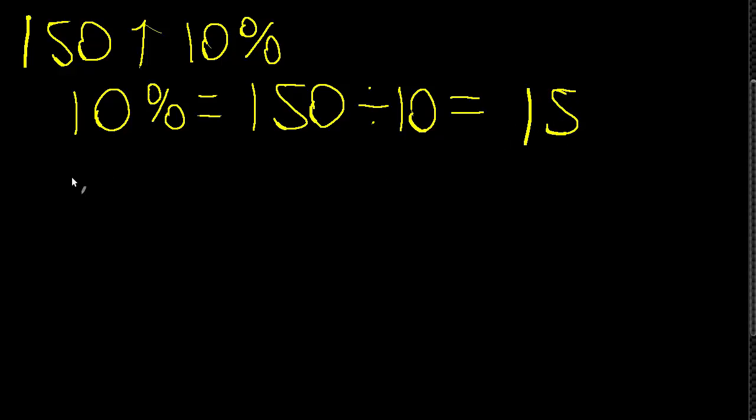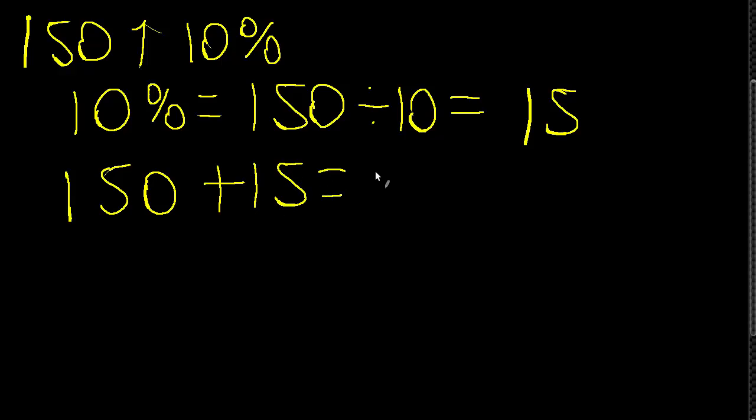And then if we're increasing it by that amount, we take 150, we add on the 15, and that will give us 165. So that's 10% bigger than 150. So that's the most common way, as I said, to complete that calculation. But there is another way we can complete it using the multiplier method.